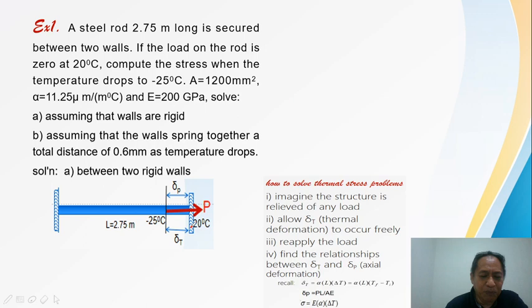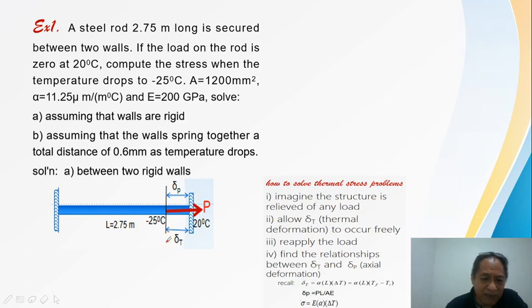So, the possibility of that without the support is to have this shortened by this amount, but it is prevented from shortening. So there is an amount of force that is developed as if this is being pulled to elongate. So it shortens due to temperature, and the force is needed in order to have this be elongated on the same location as the support.